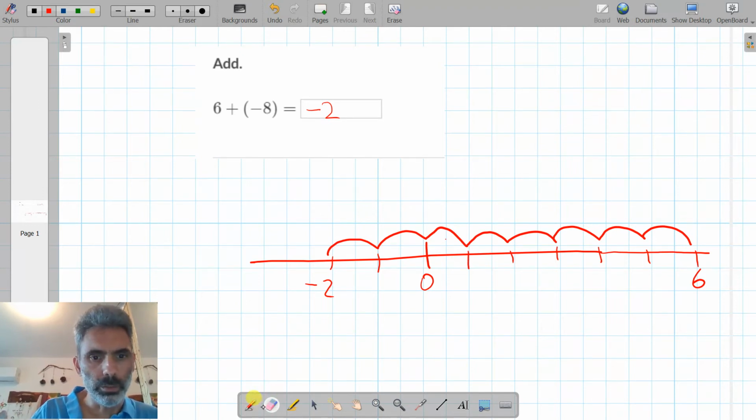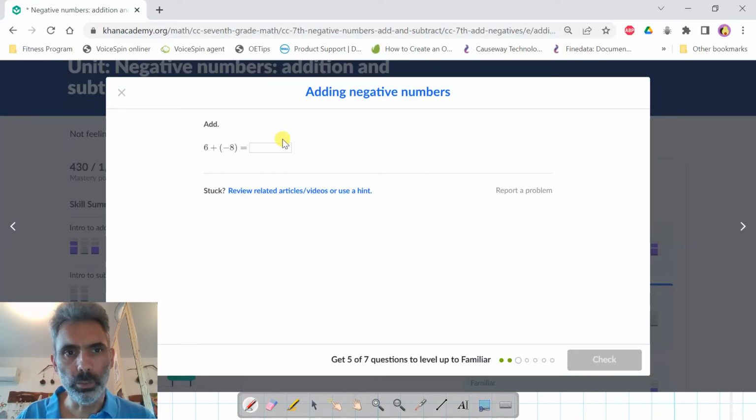Okay, so the shortcut to calculate this is to find the difference, and the result should be with the sign of the greater number, so -2.